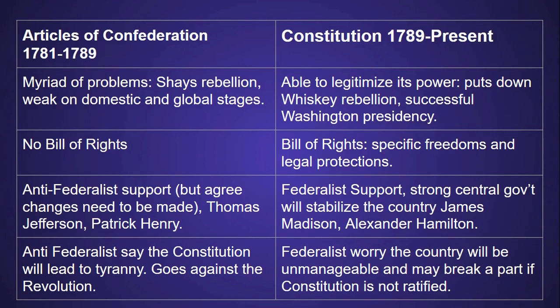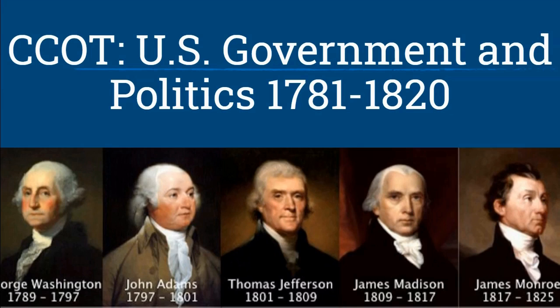So what was the deal with the Anti-Federalists? Well, they were worried that the Constitution, with its strong central government, would lead to tyranny, and it goes against the reasons for the Revolution. On the other side, the Federalists worried the country would be unmanageable under the Articles of Confederation, and thus the Constitution was necessary.